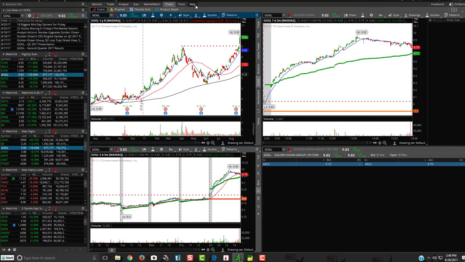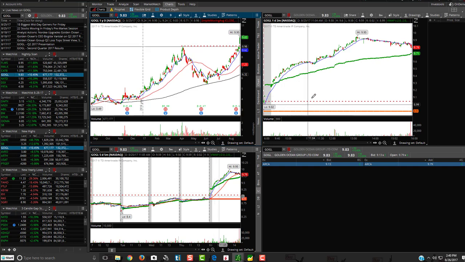GOGL. So this is a U bottom. This is a big U bottom. You can see this U going, and look, no coincidence, right at $9. And look at that. Totally missed this one. $9. It had a dollar move on Friday when it had that break.